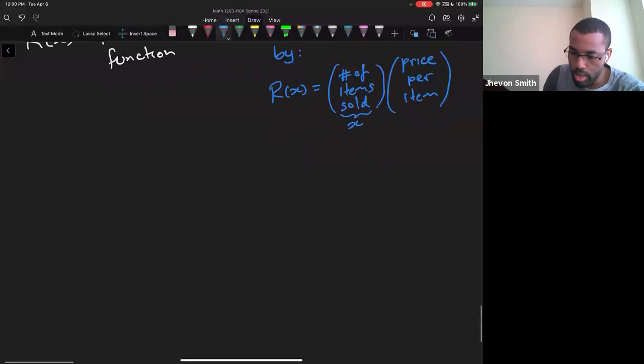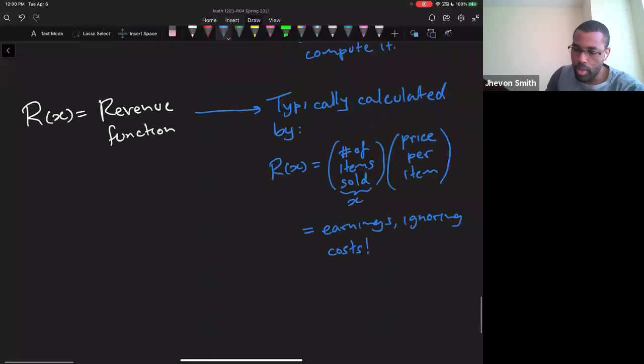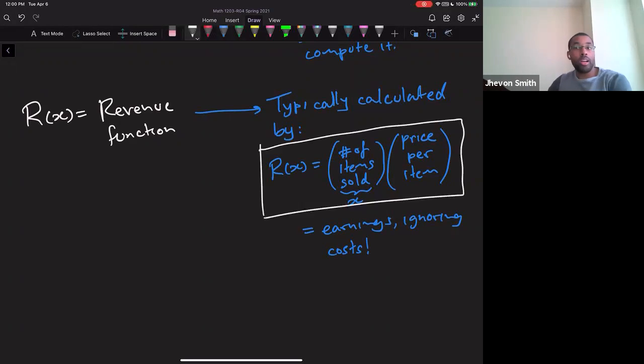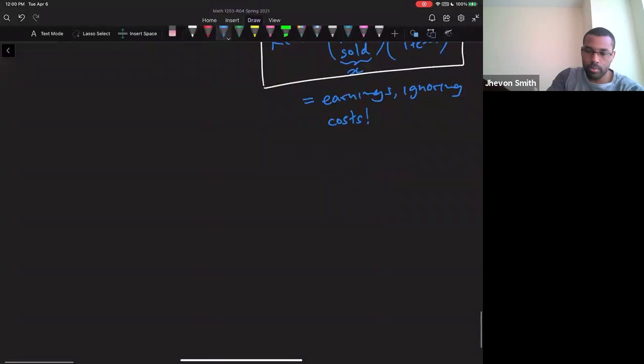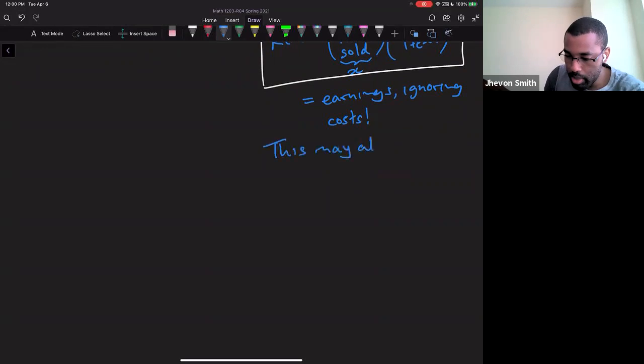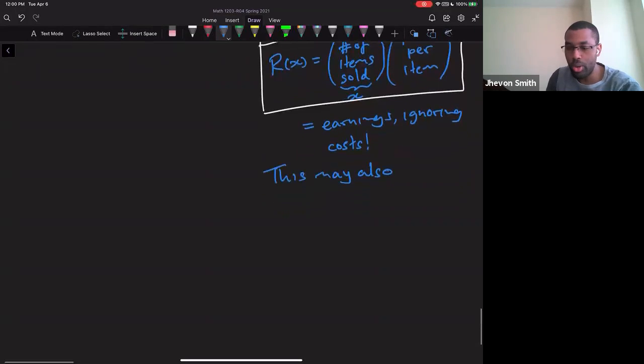What you want to realize is that it's your earnings ignoring costs. So it's just the amount of money that you bring in. We don't care about how much it costs you to bring in that money, right? It's just the money that you bring in. This may also be given. Sometimes I'll give you the revenue function, but if I don't, this is how you calculate it. Find out how many things you sold for what price.